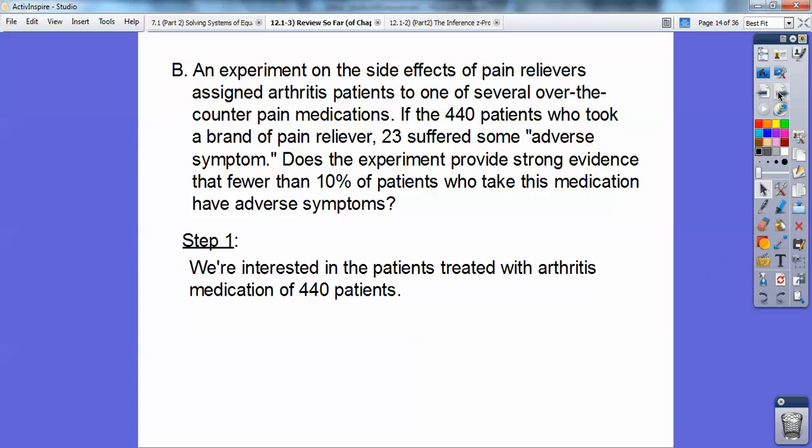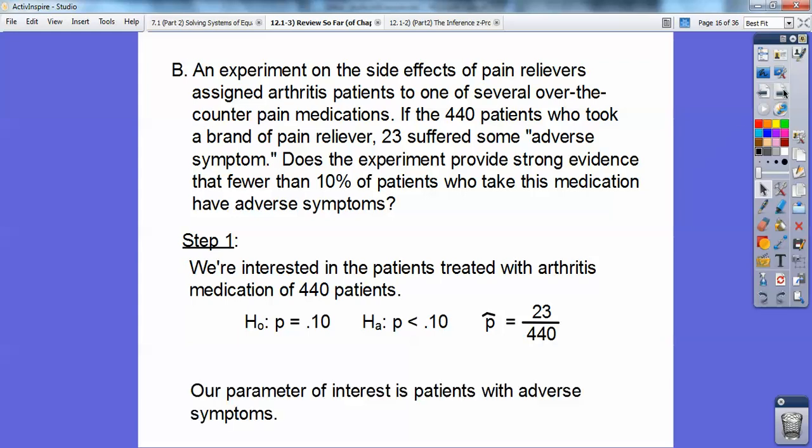Okay, so step one, we're interested in the patients treated with arthritis medication, 440 patients. Okay, and so my null hypothesis is that it's 10%, and then my alternative hypothesis is less than that 10%. And here's my sample p hat right here. Okay, and we're going to calculate that in just a second. Our parameter of interest is the patients with adverse symptoms.